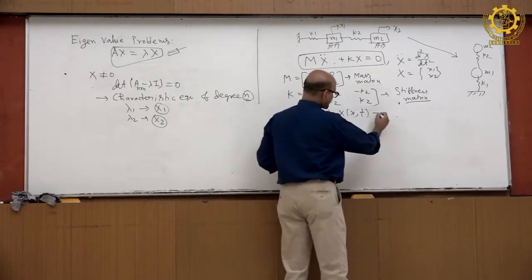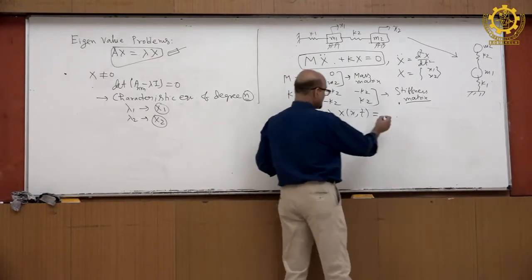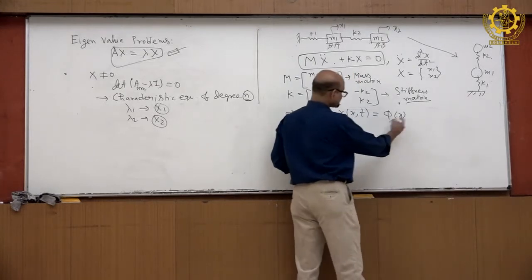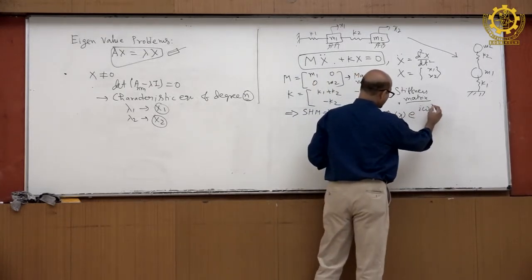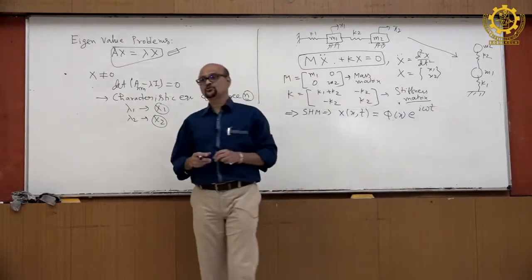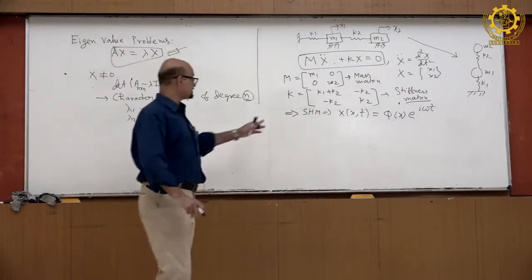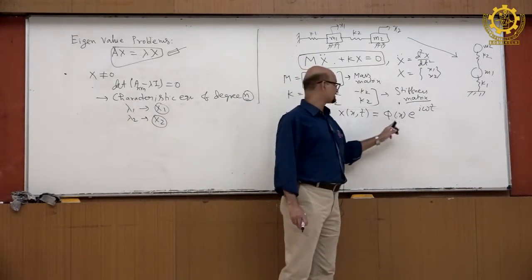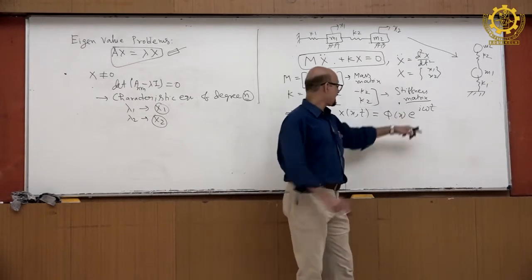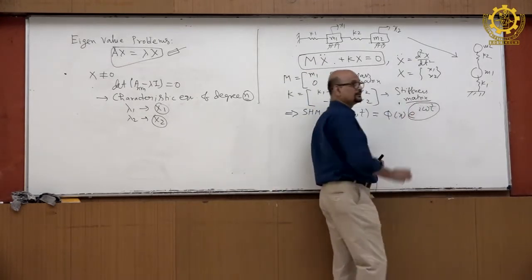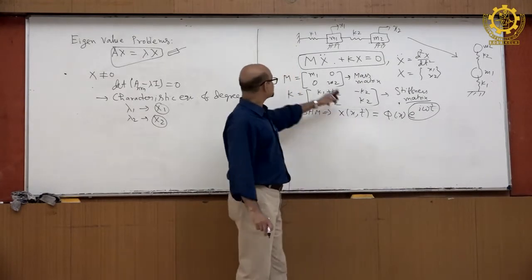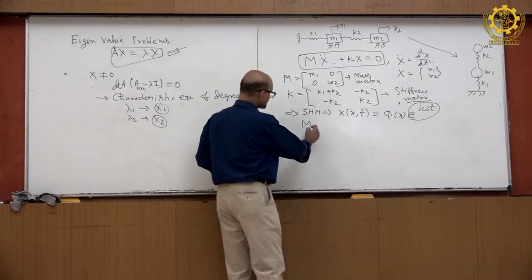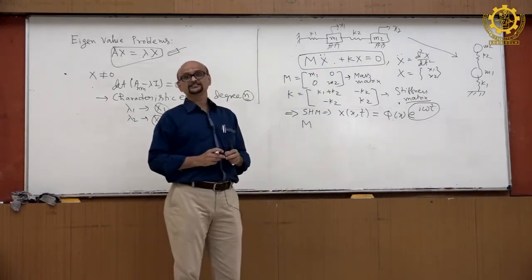So, if it is an SHM, I can write this as phi of x, for x displacement, e to the power i omega t. This you know from your previous classes, that if it is simple harmonic motion, I can write this capital X as these two functions, where phi is a function of only x and the other is a function of t. Now, let us substitute this in the given differential equation. So, what will we get for x double dot?